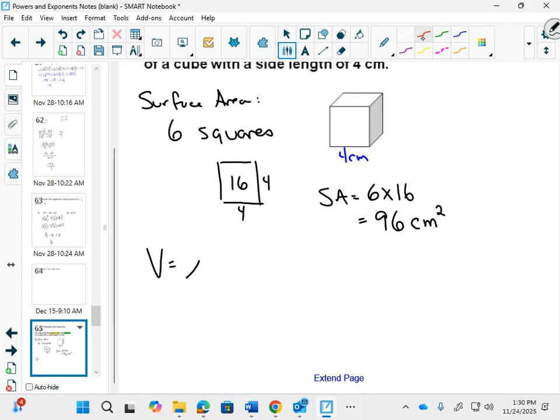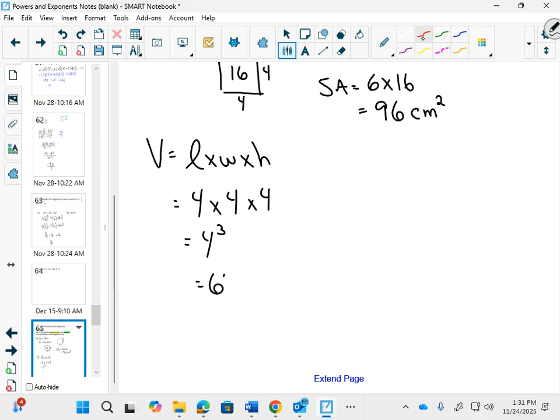Our volume formula, and on the test I'll give you the formulas. Our volume formula is length times width times height. And since the length is 4, and the width is 4, and the height is 4, this makes 4 cubed. Which is kind of interesting because we call it a cube. And it has the exponent of a 3, which is cubed. And if you multiply this out, our units for volume are centimeters cubed.